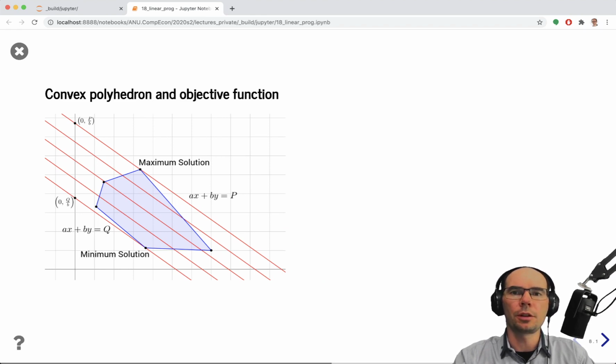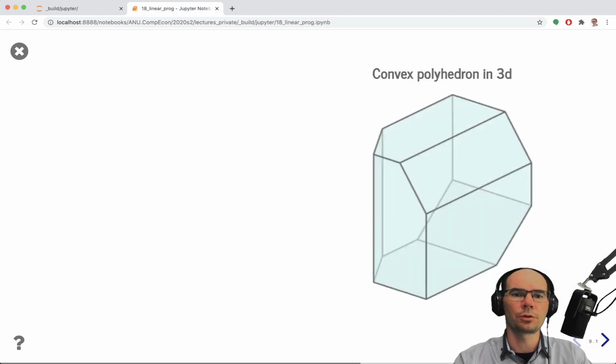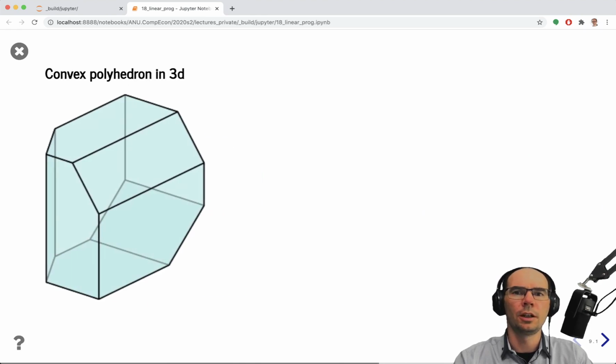Okay, of course there can be a case where the curve, the red line, the level curve, is exactly parallel to one of the faces of the admissible set, and then you have multiple solutions. But things become much more interesting in multiple dimensions. So here's an example of a convex polyhedron in 3D.